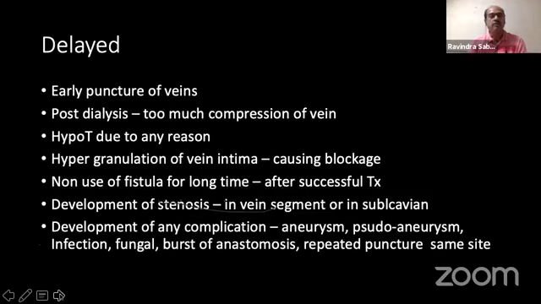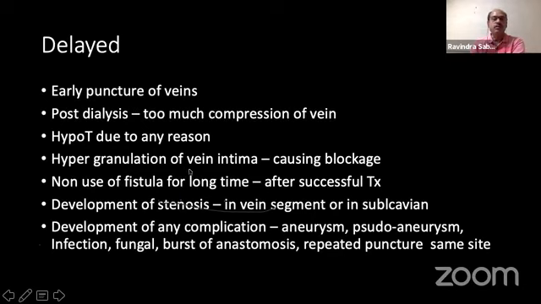We already discussed that. There are certain reasons for delayed failure of the fistula. Why does a fistula fail? Early puncture of the vein. Unless you allow 1 to 1.5 months for the maturation of the vein, it is not proper to use those veins, because the veins still have very thin walls. The pressure inside the vein is high, and if you puncture it, the bleeding will not stop, and that will cause extravasation of blood, hematoma, and compression of the vein, resulting in failure. Post-dialysis, too much compression of a vein is also a reason.